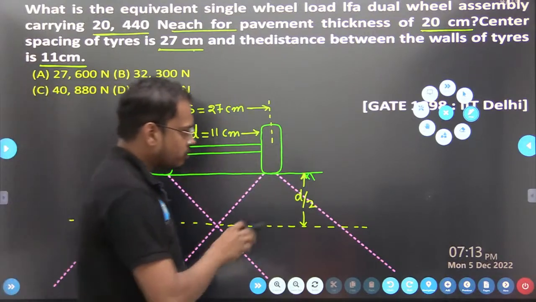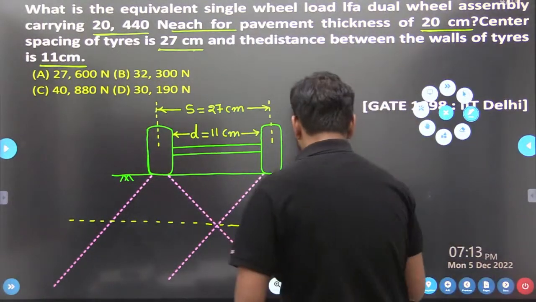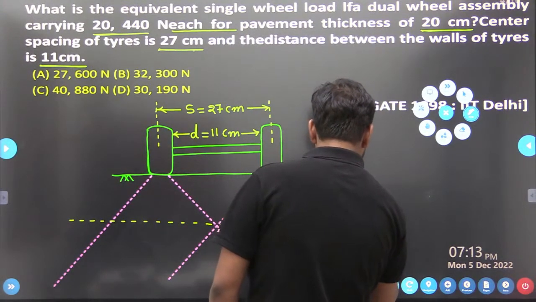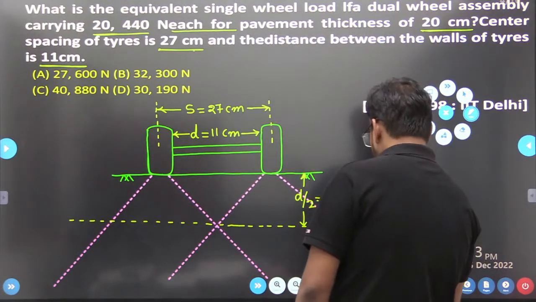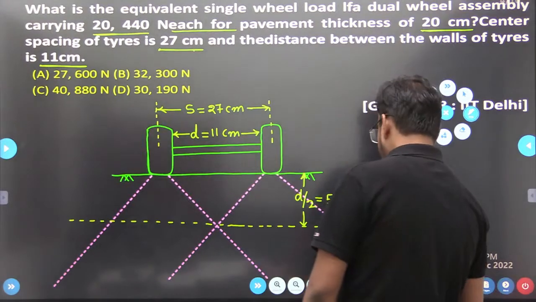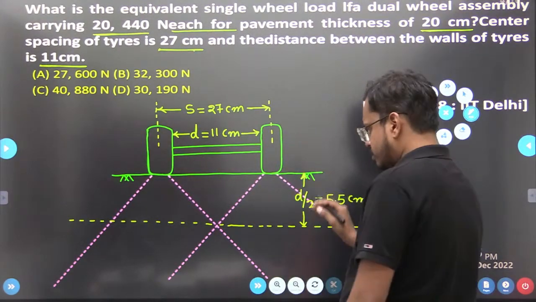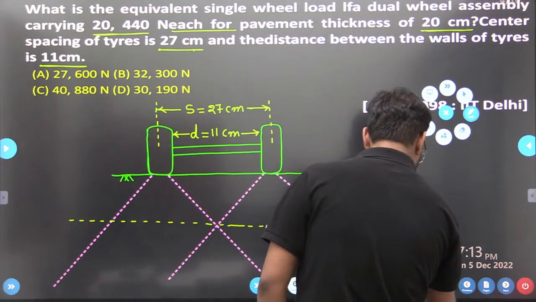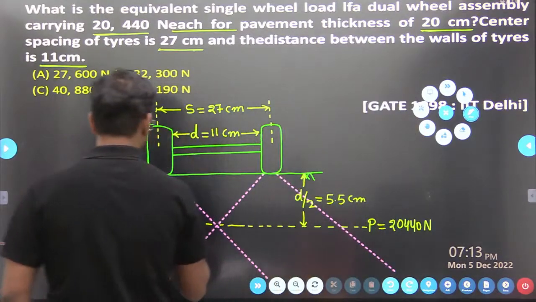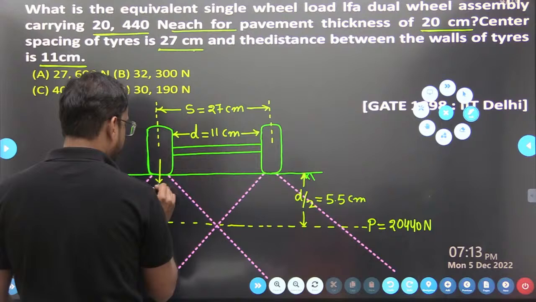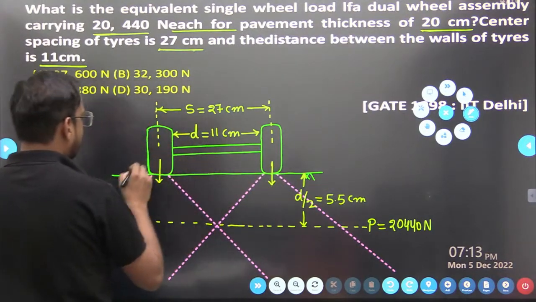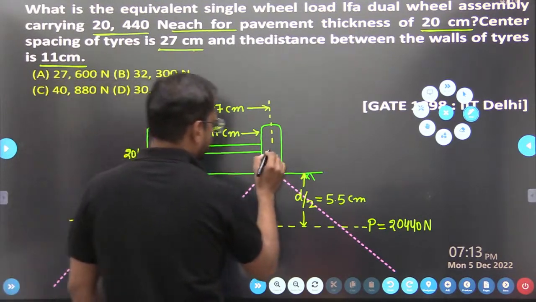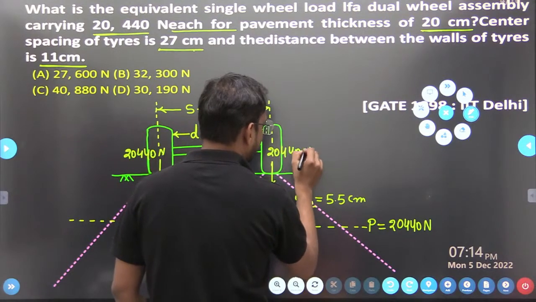My dear friend, at a distance of d by 2, that means 11 by 2, that means 5.5 centimeter. So at 5.5 centimeter, d by 2 distance below, the load becomes equal to P. Am I right? As per the equivalent single wheel load concept, at a distance of d by 2, the value of load becomes equal to P. So what is the value of P? P is 20,440 newton. We already know that, because this question directly states that the load transferred through each tire is 20,440 newton. Am I right?